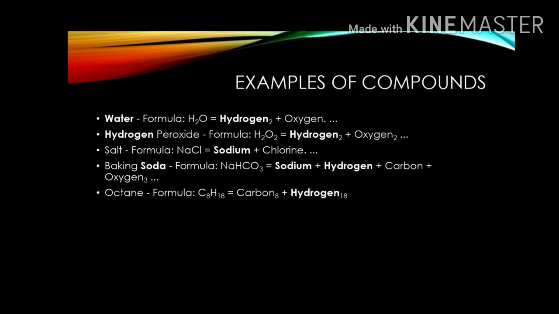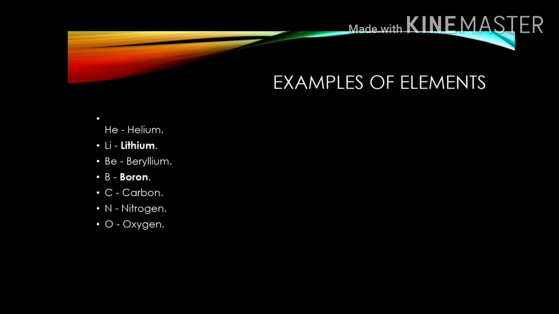Now, examples of compounds: water, then hydrogen peroxide H2O2, then common salt sodium chloride NaCl, baking soda, sodium plus hydrogen plus carbon plus oxygen, so NaHCO3. So, these are some examples. Then examples of elements: helium, lithium, beryllium, boron, carbon, all are examples of elements. So, I hope now the chemical reactions, what is rusting, what is crystallization, what is galvanization, all the concepts are clear. So, thank you once again to all of you.